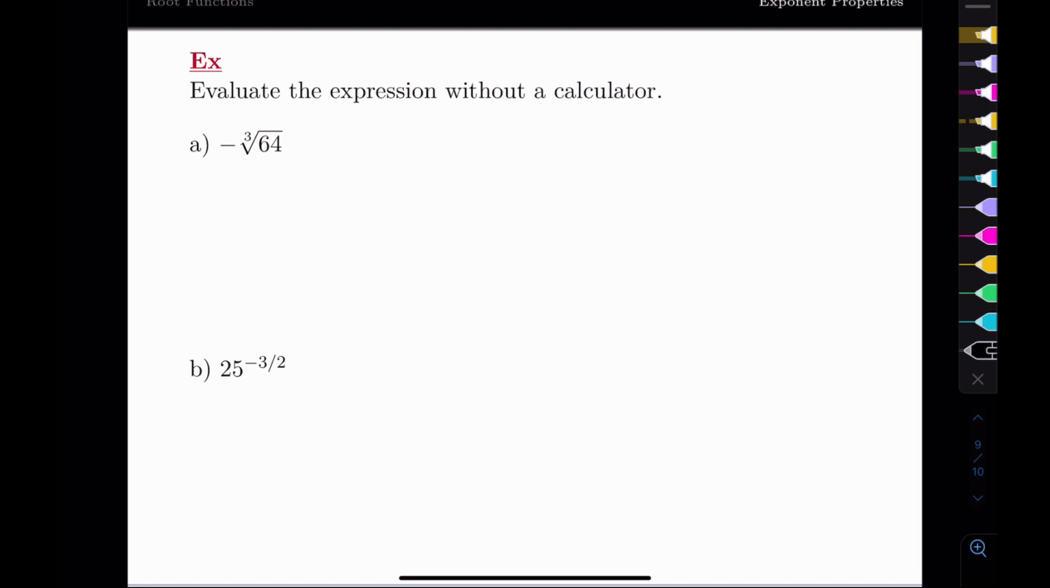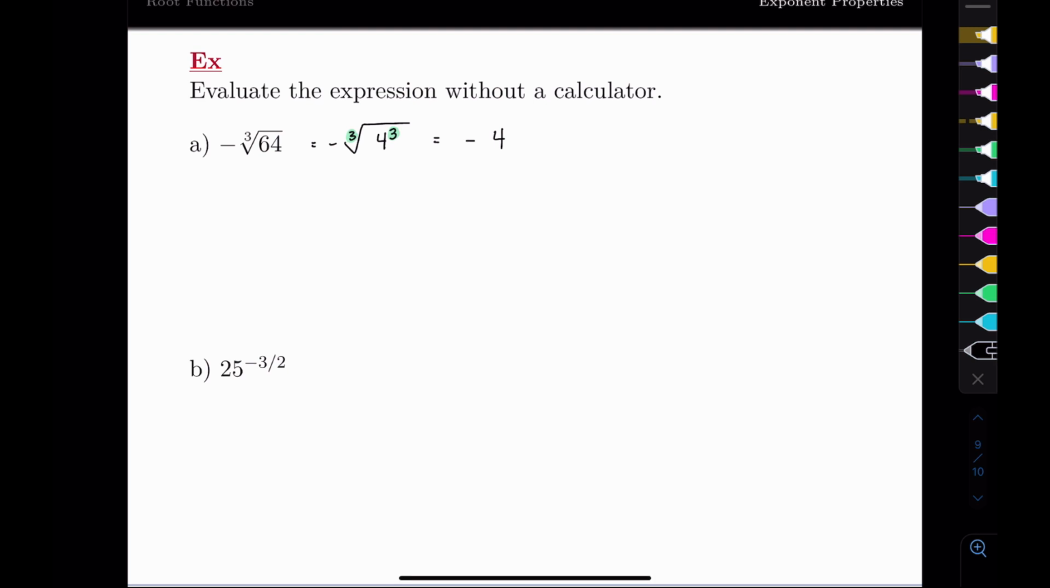So we want to evaluate these expressions without a calculator. So meaning we want to get the final answer as just a straight number, no decimals, nothing like that. So when we're taking a cube root, remember that just means we're trying to find a number that multiplied by itself 3 times will give us 64. So 64, you can think of as 4 times 4 times 4. It is 4 to the 3rd power. So this cube and cube root undo each other. The cube root of 64 is 4. And then that minus sign just stays out front.